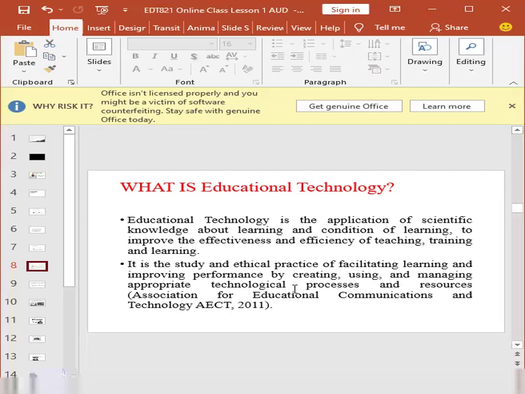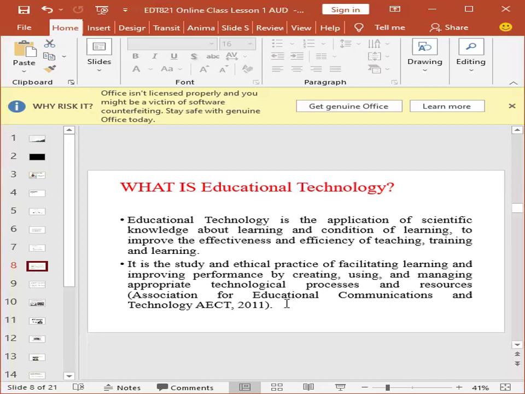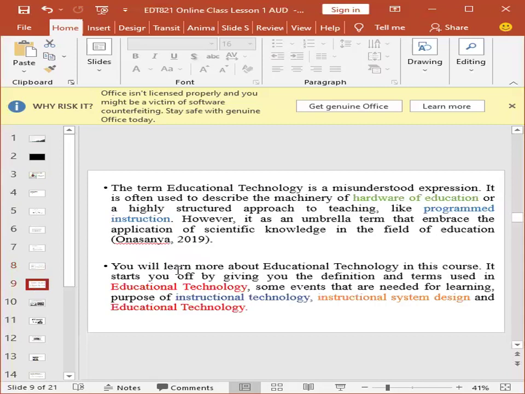So says the Association for Educational Communications and Technology, AECT, 2011 definitions. The term educational technology is a misunderstood expression. It is often used to describe the machinery or hardware of education or a highly structured approach to teaching, like programmed instruction. However, it is an umbrella term that embraces the application of scientific knowledge in the field of education, according to UNESCO 2019. It's misunderstood.